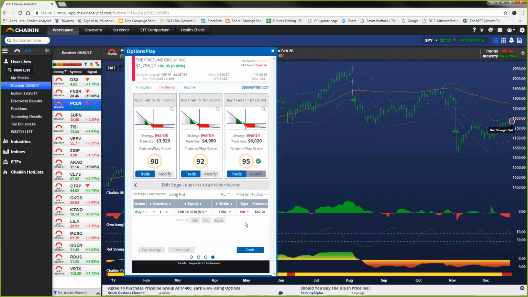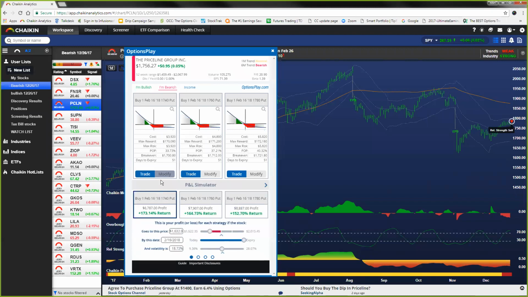Pricey in the money. All right. You see, they like the in the money one the most. Right. Costs the most, but has the highest odds of success. The reward also is the most because it can drop the farthest, but it costs you more. If we go back, you'll see the one out of the money has the highest potential return.